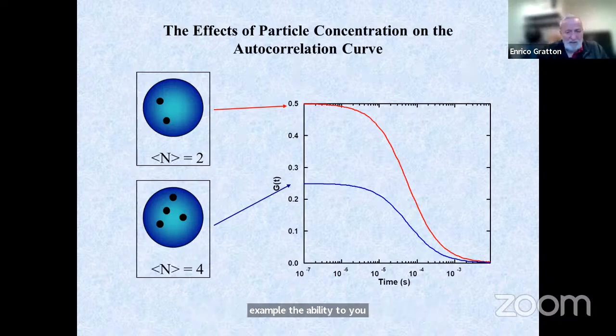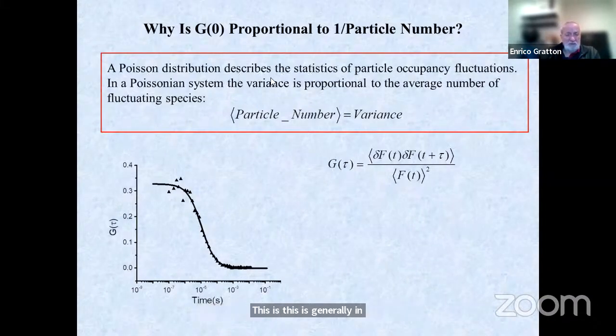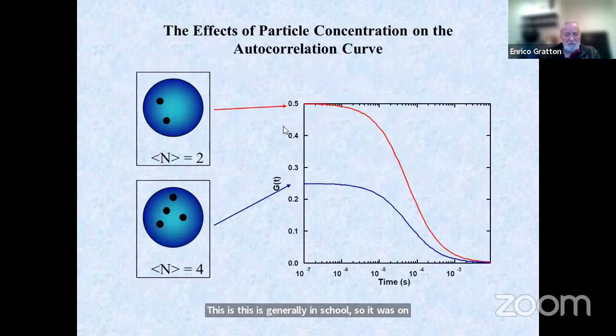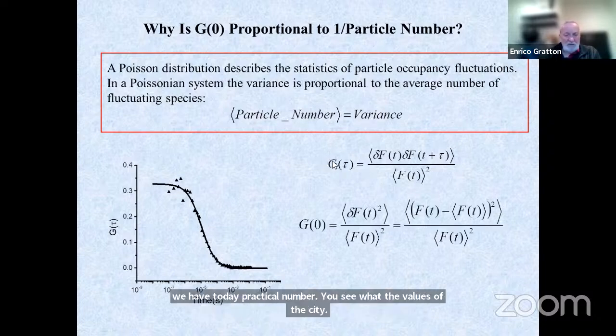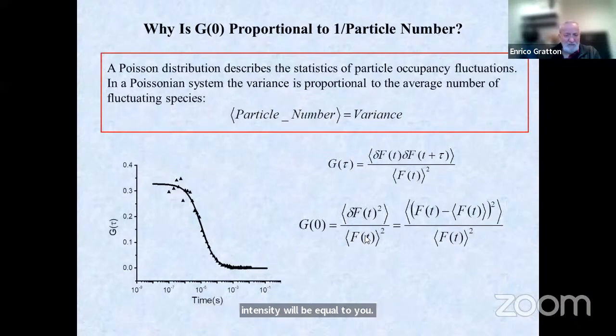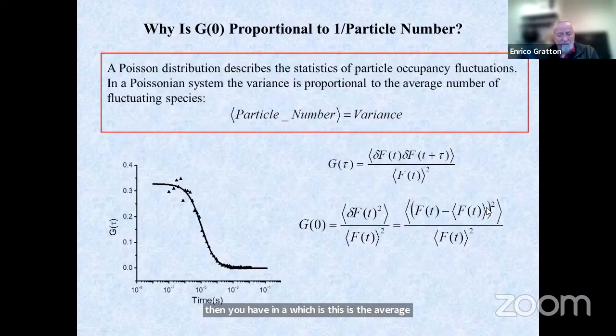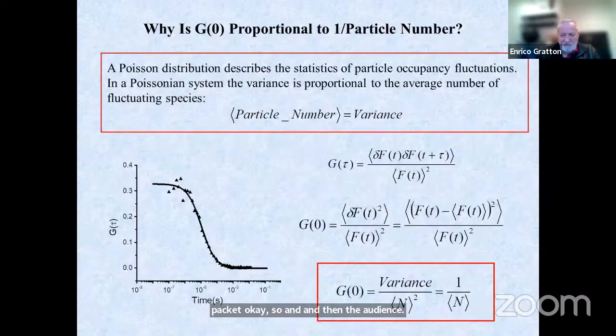And this example is generally true. A boson distribution describes the occupation of the particles. In a bosonic distribution, the variance is proportional to the average number of particles. So we have that the particle number is equal to the variance of the signal. So the fluctuation in the intensity will be equal to the square of delta F over F, where F is the average, and that corresponds to the fluctuation of one particle. And then the variance, as I showed here, I hope you can see that, is 1 over N.